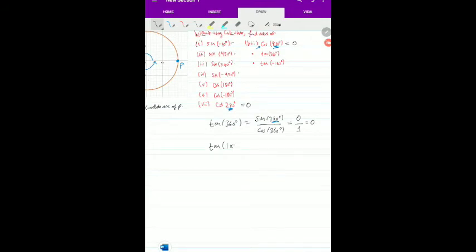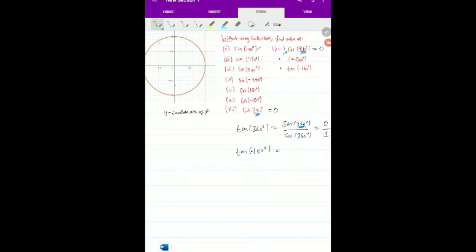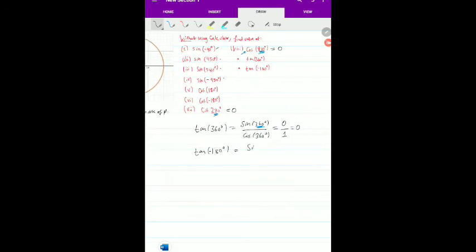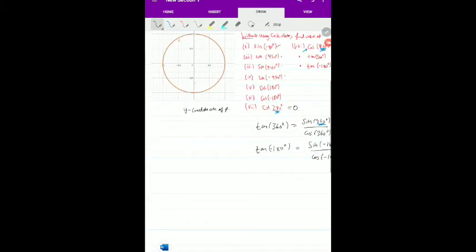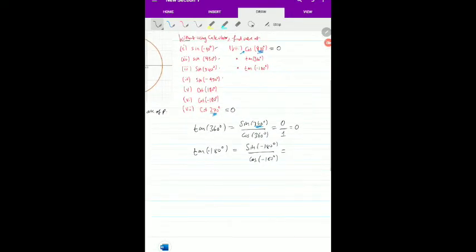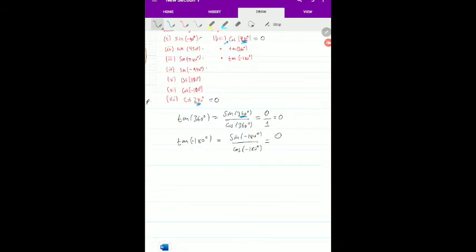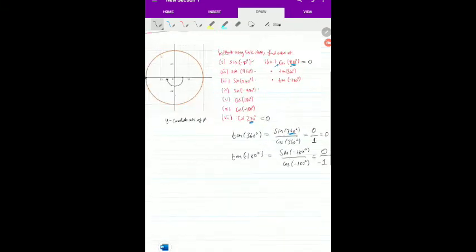Tan of minus 180 degrees, what is that? So sine of minus 180 degrees divided by cosine of minus 180 degrees. So sine of minus 180 degrees, it's this, so I'm going clockwise. So this is the point P that represents minus 180 degrees. Y-coordinate of P is 0, x-coordinate of P is minus 1, so it's 0.